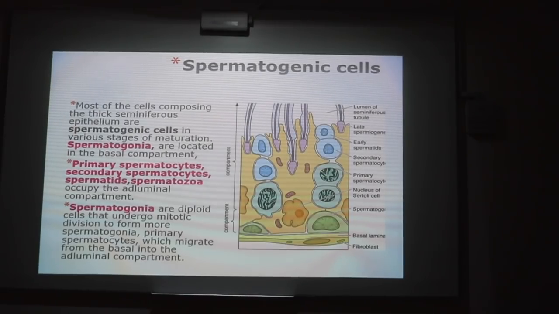For the blood-testis barrier. Yes. So you would have two compartments of the seminiferous tubule. One is the basal compartment, and one is the luminal compartment. The basal compartment is where you have the spermatogonia and the primary spermatocytes. The cells in the luminal compartment include the secondary spermatocytes and the spermatids. The reason why this is important is because the spermatogonia are dividing by mitosis.